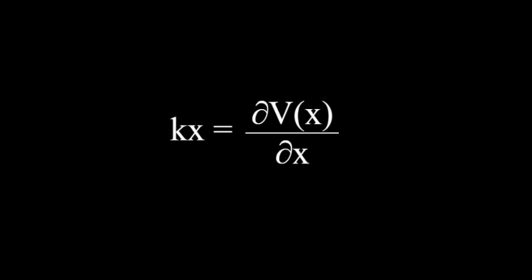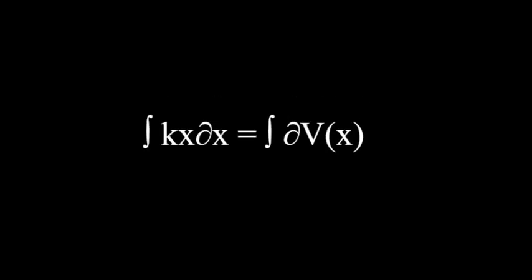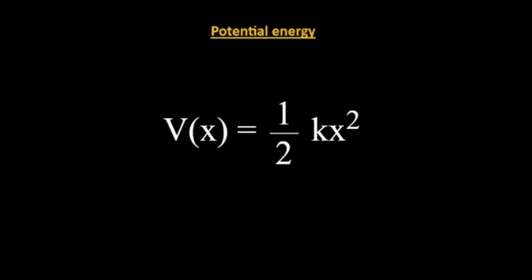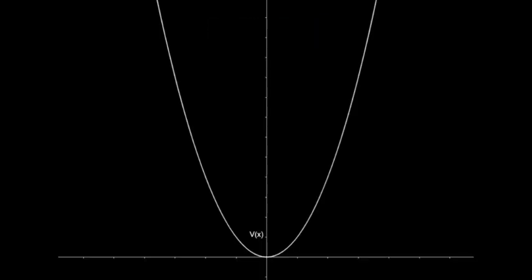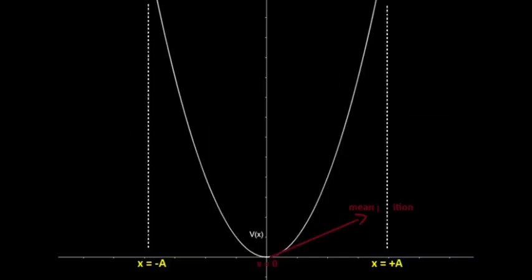we get this equation, and on shifting the terms, and then integrating both sides, we then change the partial derivative to normal derivative since there is only one dimension, and we get the value of potential energy as half kx square. This is the graph of the potential energy, where the bottommost position is the mean position at x equal to 0, and this corresponds to the stable equilibrium point in a spring block system, and the ends of the graph represent the amplitudes.